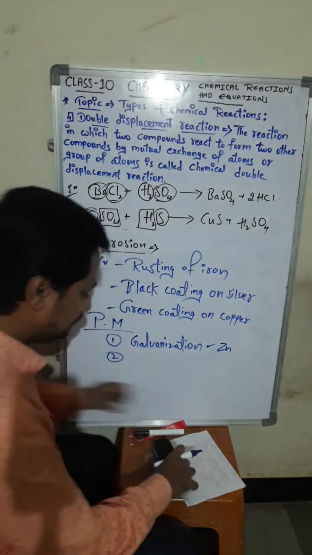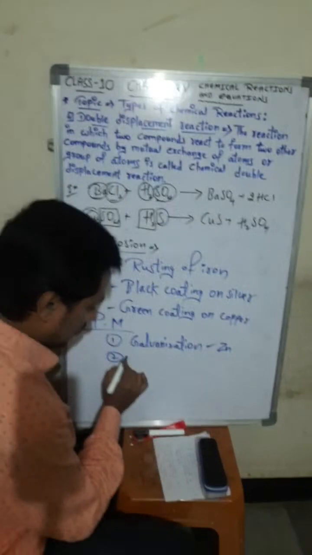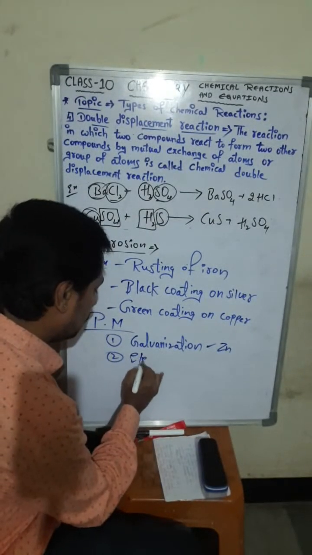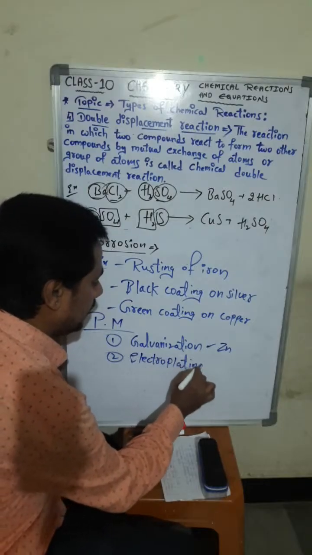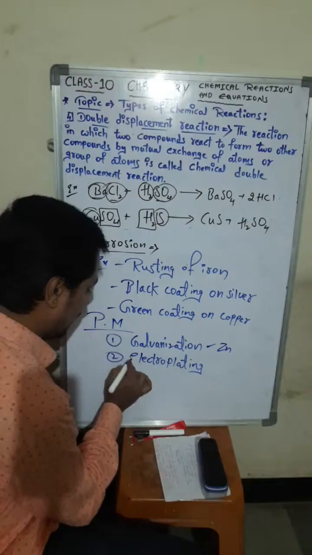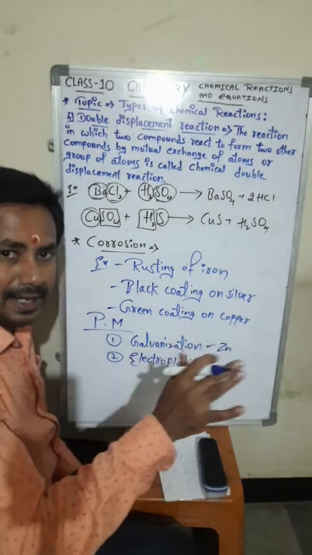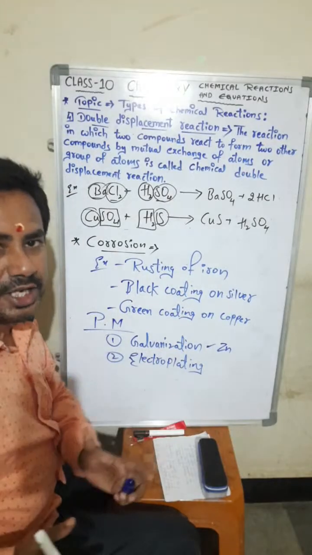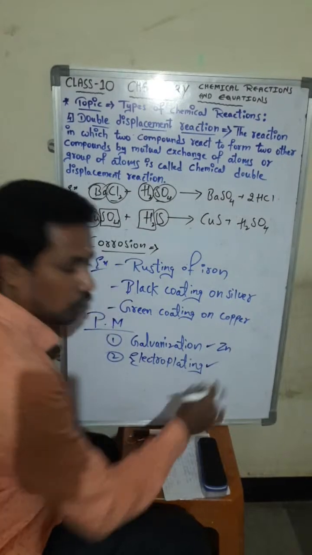Second one is इलेक्ट्रोप्लेटिंग. ये भी एक प्रोसेस होता है, इलेक्ट्रोलाइसिस प्रोसेस होता है. उसके ऊपर है ना एक लेयर आके बैठ जाता है. सो इससे भी हम लोग क्या कर सकते हैं, कोरोजन को रोक सकते हैं.